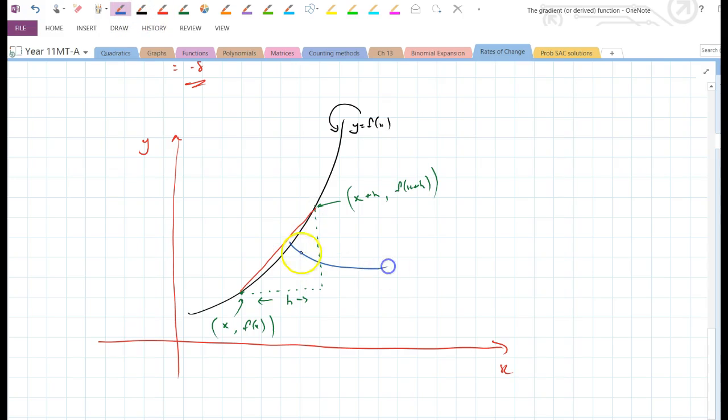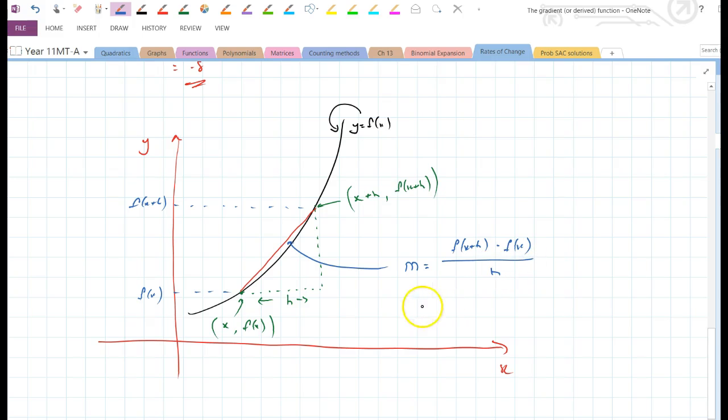So what's the gradient here of that line? Well, the gradient is equal to f of x plus h minus f of x. So that function value minus that function value gives us our rise, and our run is h.